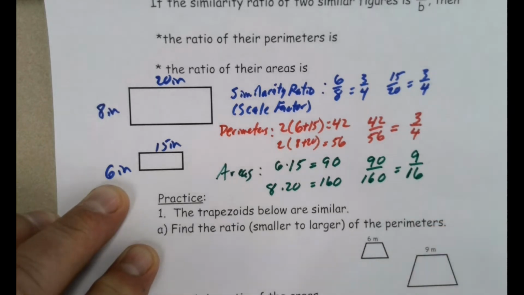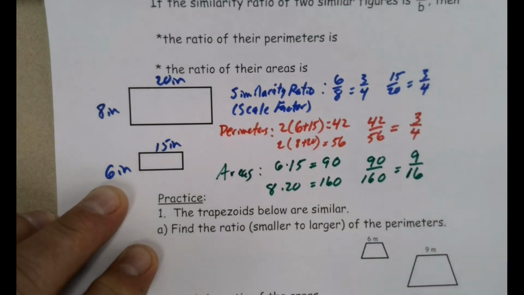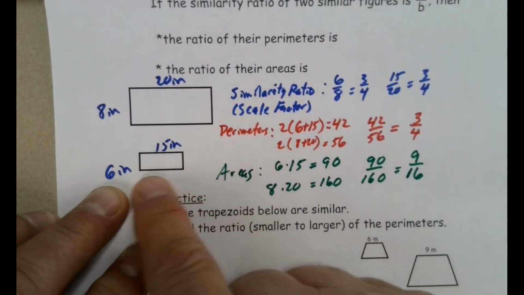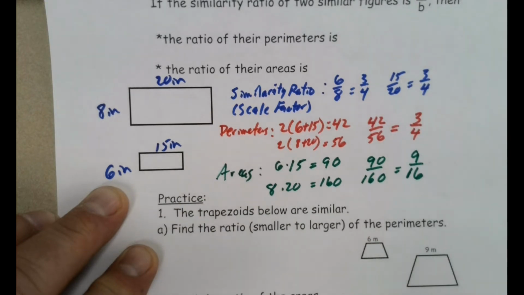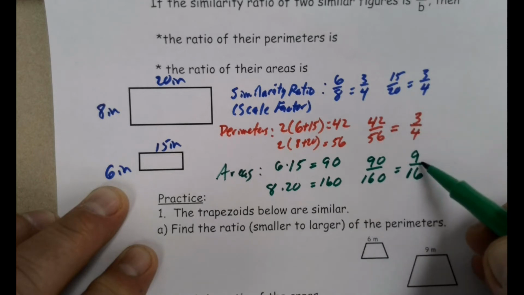Okay, now here's what you should notice. Notice that these two are the same, 3/4 and 3/4. And it should be, okay? Similarity is based on the lengths of the sides. Perimeter is just the lengths of the sides added together. Okay, so it's still being measured in terms of length. Whereas area now is length times length. So we've squared things.